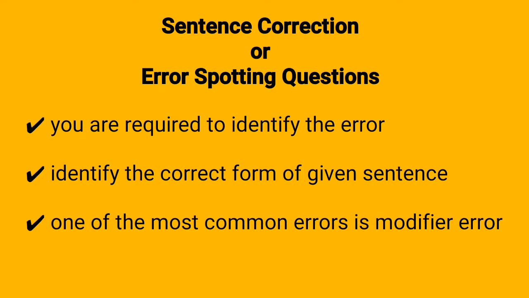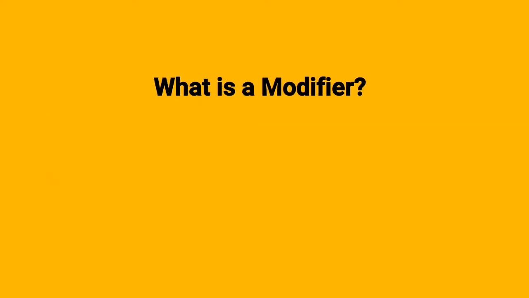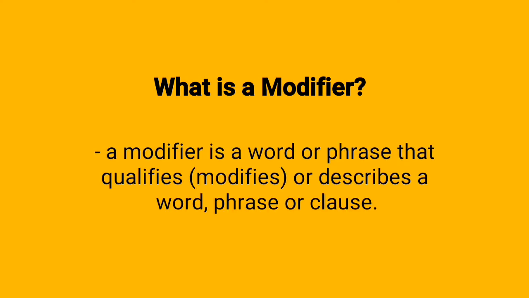One of the most common errors is modifier error. But before discussing the various kinds of modifier errors, let's go through some basics of modifiers. So what is a modifier? As is clear from the name, a modifier is a word or phrase that qualifies, modifies, or describes a word, phrase or clause.